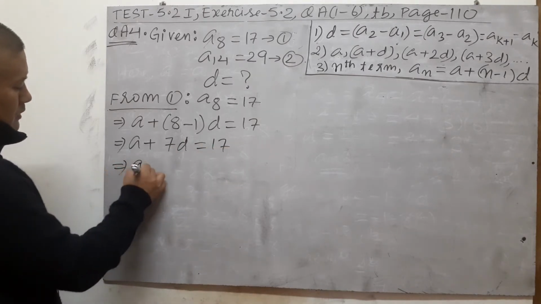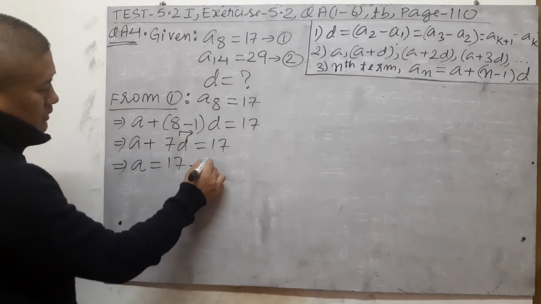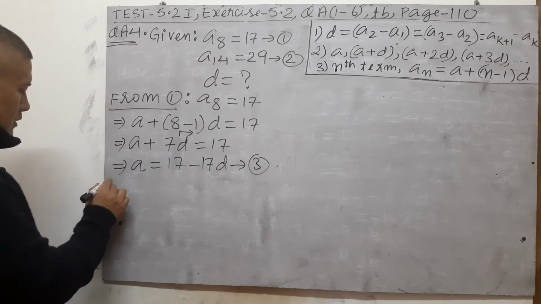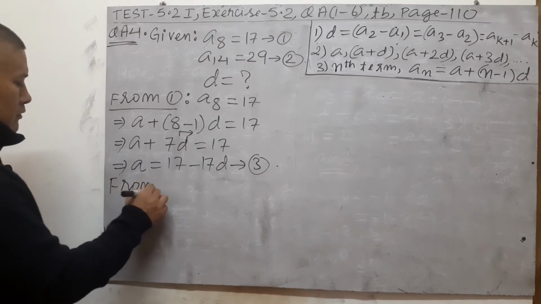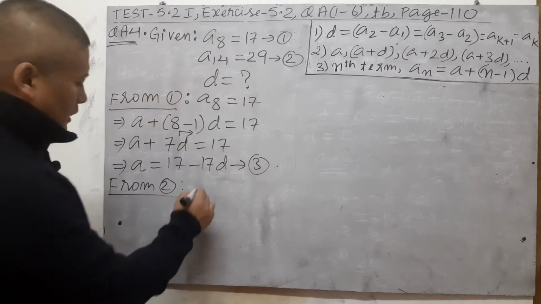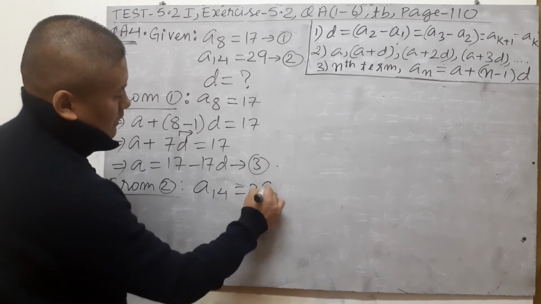So A plus 7D equal to 17. Just keep it like that, and shift this to the right side, A equals 17 minus 7D. Let us put this one as equation 3. Likewise, let us take equation 2 and try to solve in a similar way as we did for 1, which is A14 is equal to 29.